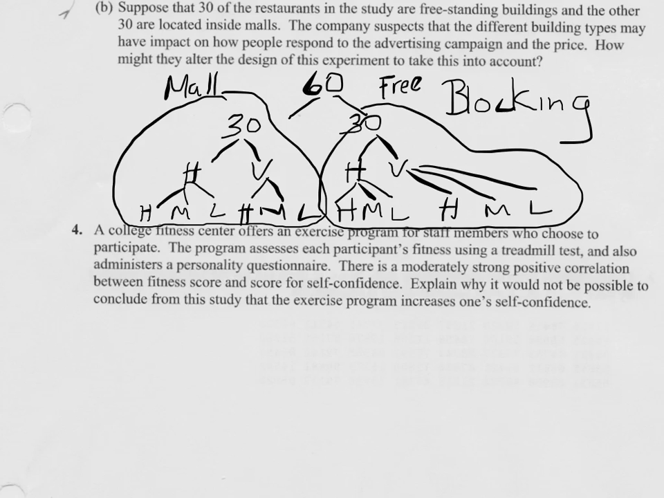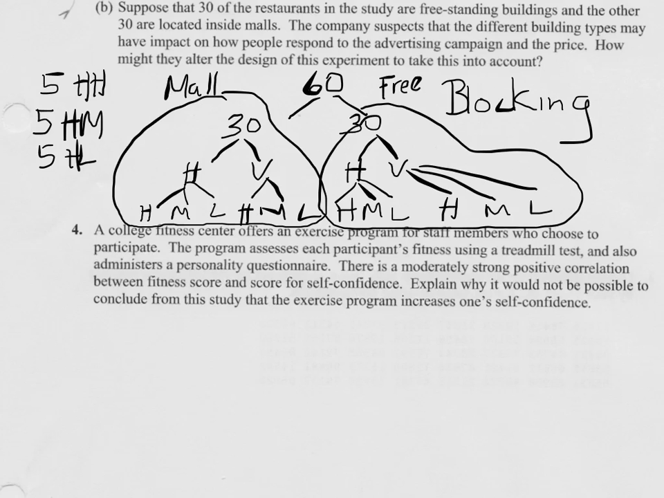So it would make sense that 5 restaurants would do 1 treatment, like healthy, high, and 5 restaurants would do healthy, medium, and 5 restaurants would do healthy, low, and so on. So for a grand total of 30 restaurant malls having each one of the treatments, 5 restaurants will have each one of those treatments, as well as the freestanding.